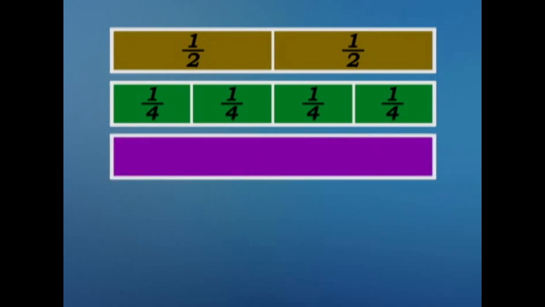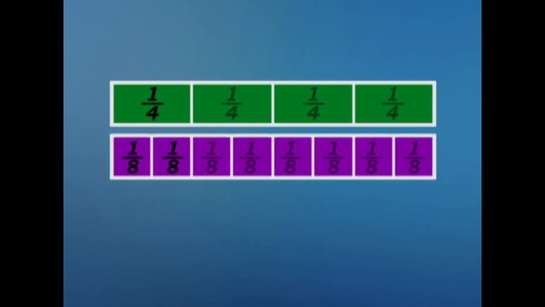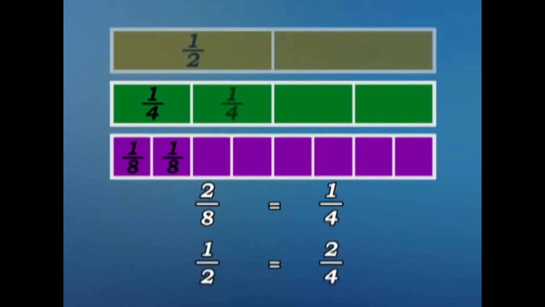Now let's divide the next block into eighths. 1, 2, 3, 4, 5, 6, 7, 8. Let's compare this block with the one that we divided into quarters. And you can see that 2/8 are the same size as 1 quarter. And remember, 2 quarters were the same size as 1/2.